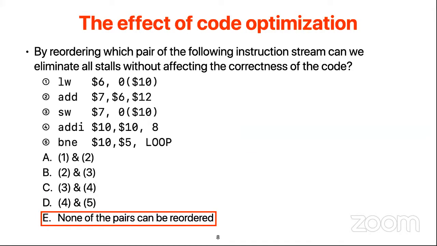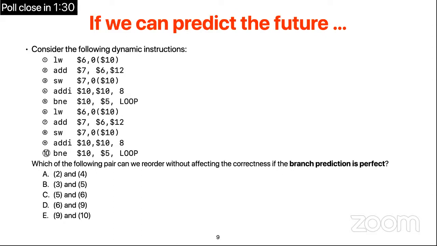For the code that we demonstrated in the previous slide, previously we also had this question: there is no way compiler optimization can help, right? That's where we ended with the data hazard. However, right now I want you to think about this. Previously, we treated data hazard as data hazard and control hazard as control hazard, and we never thought about the combined effect of having optimization on both of them. So if I have a perfect branch predictor, which of the following pairs can we reorder without affecting the correctness of the code?